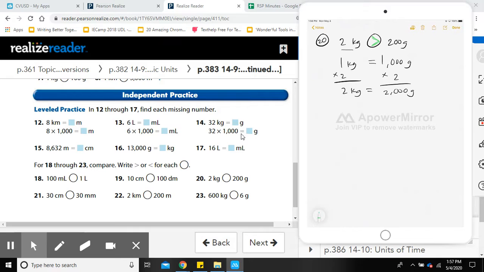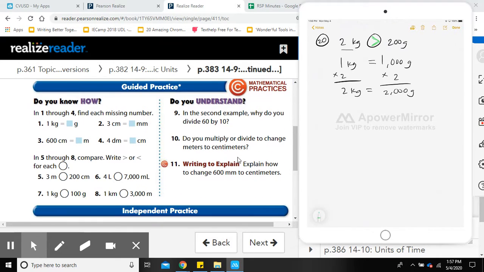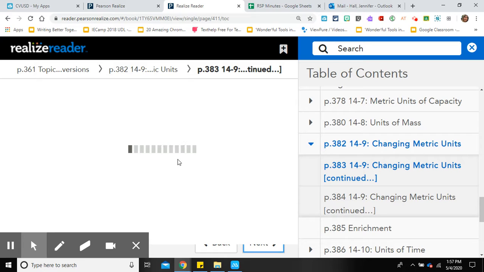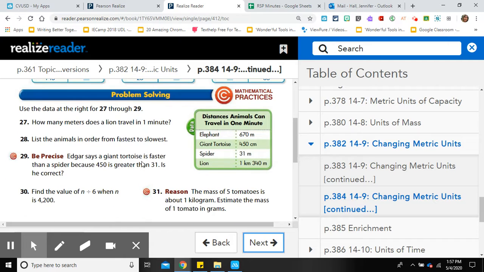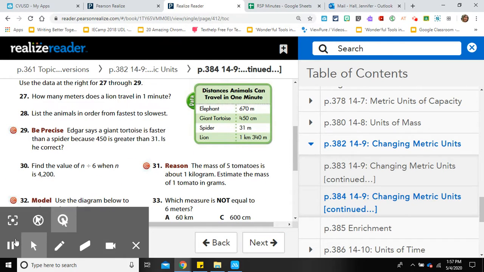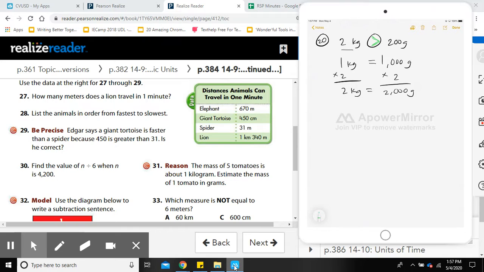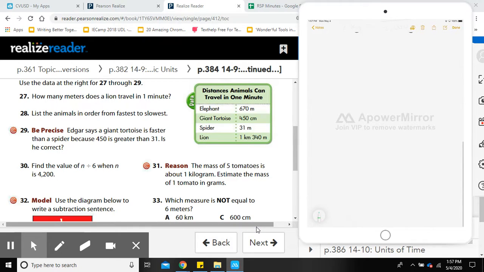Okay, all right. So now I would like to go to our next page, where we get our word problems. I would like to work with numbers 29 and 31 right now. So number 29. It says, Edgar says a giant tortoise is faster than a spider because 450 is greater than 31. Is he correct?